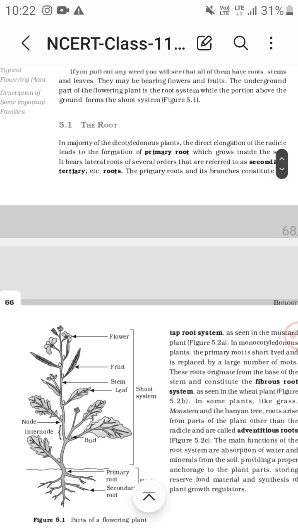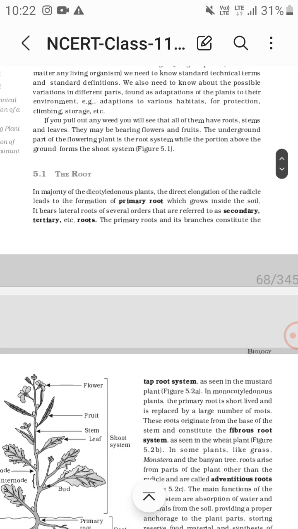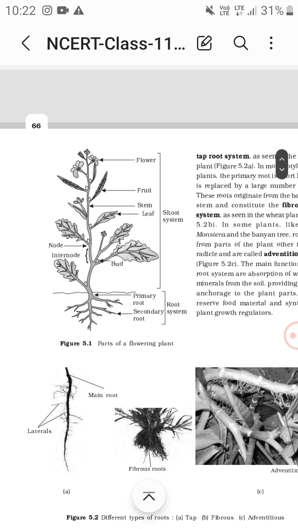In the majority of dicotyledonous plants, the direct elongation of the radicle leads to the formation of primary root which grows inside the soil. It bears lateral roots of several orders that are referred to as secondary, tertiary, etc. roots. Now the parts of a flowering plant you see: shoot system, root system.